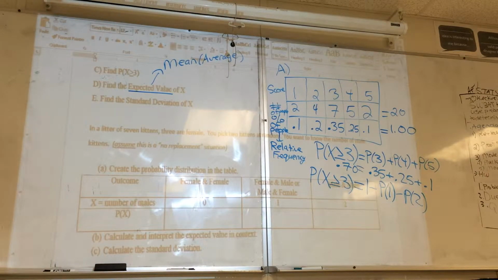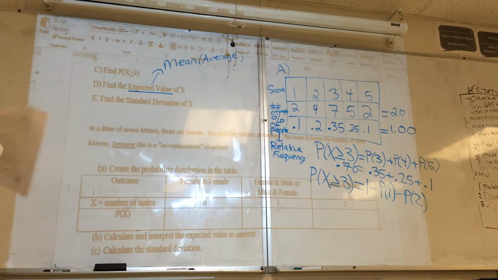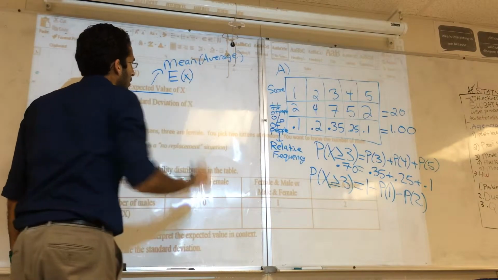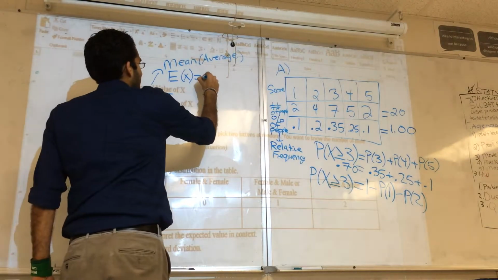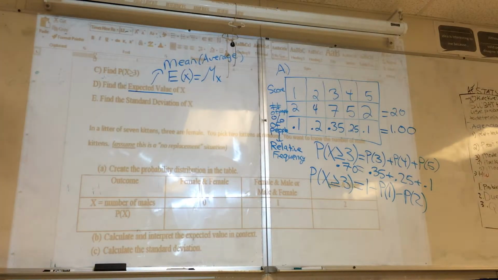On the AP exam, you guys are familiar that they give you a formula sheet. One of the formulas they give you is for expected value. So we can go ahead and copy this down. This is an important formula. The expected value is equal to, it's the exact same thing as the mean. Remember, the Greek letter mu represented mean.